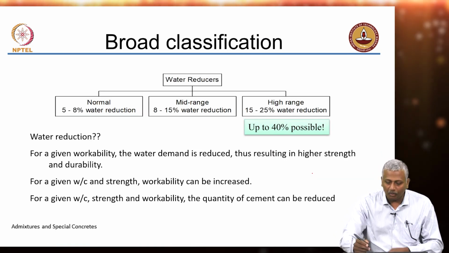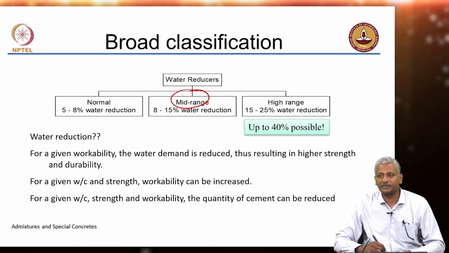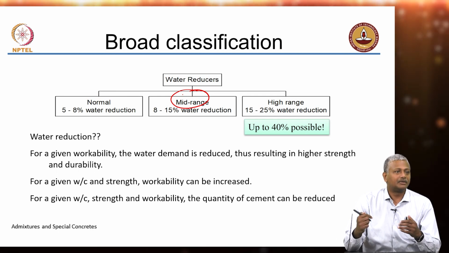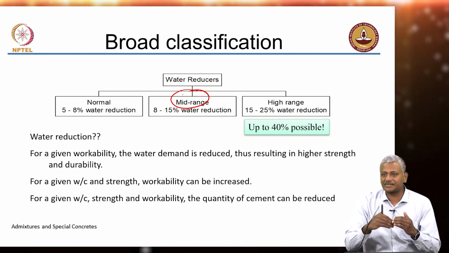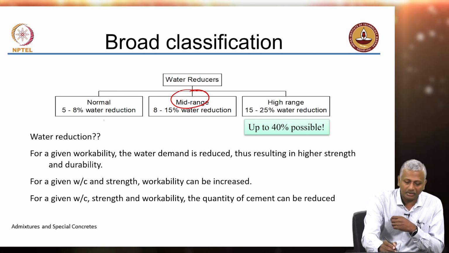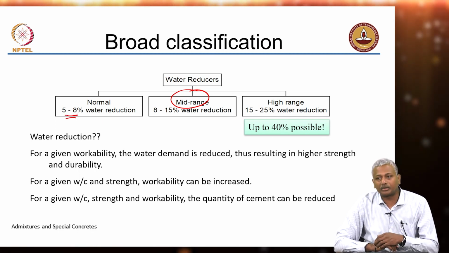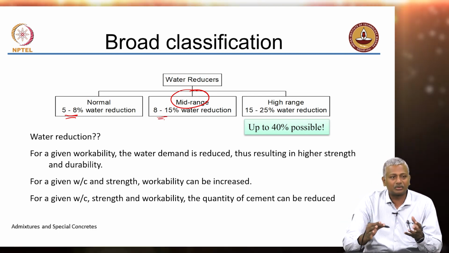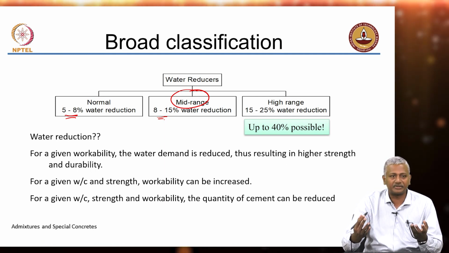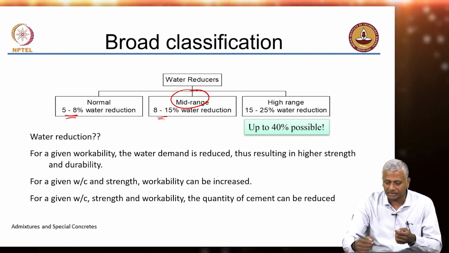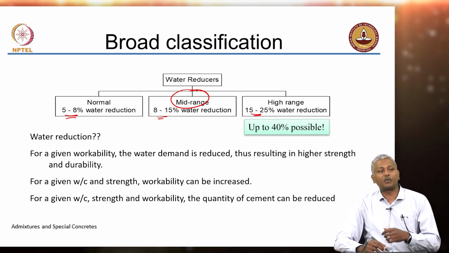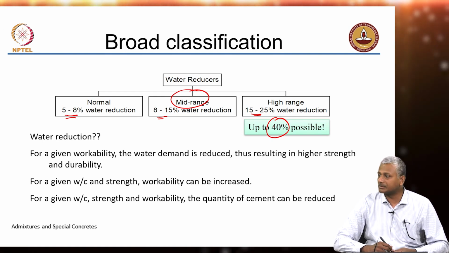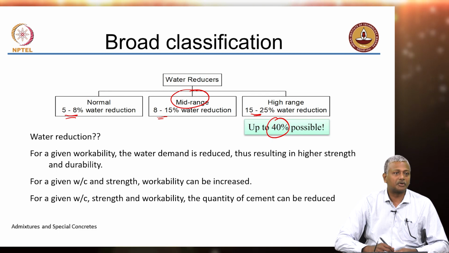Now, apart from normal and high range, there is also a mid range water reducer. All these names are derived from the fact that you can reduce water content to a certain extent with each of these chemicals. For instance, with normal water reducer, you can get 5 to 8% water reduction. With mid range, you can get 8 to 15%. Well, it depends on what people usually use as mid ranges, but most mid ranges will go up to 15% water reduction. High range, typically what is required is 15 to 25, but these days you have up to 40% water reduction. Significant amounts of water can be reduced to produce workable concrete.